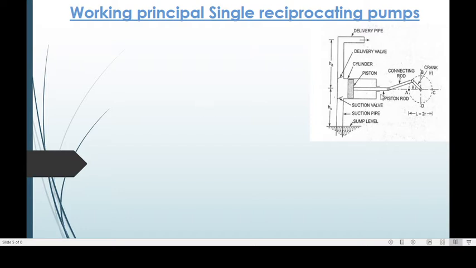Once again we will see the diagram and what happens during the suction and delivery of water. First, when the power is supplied, the crank of the reciprocating pump rotates as the electric motor rotates. This crank is connected with the help of a shaft to an electric motor, so as the electric motor rotates, this crank also rotates.